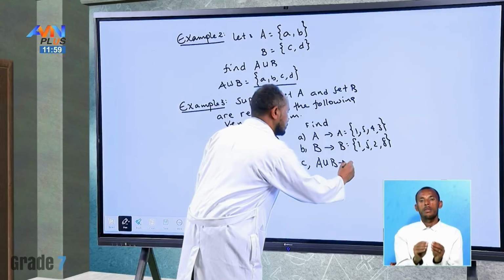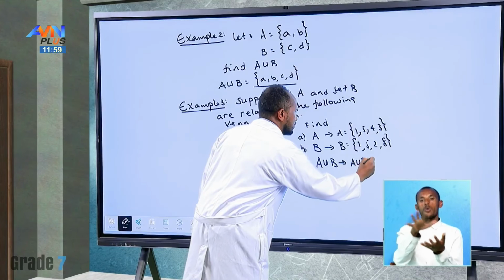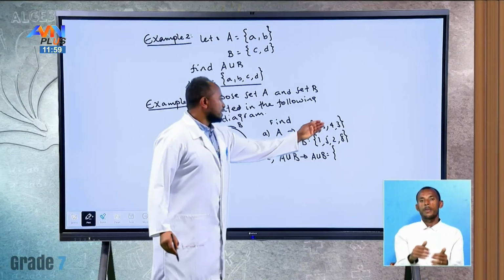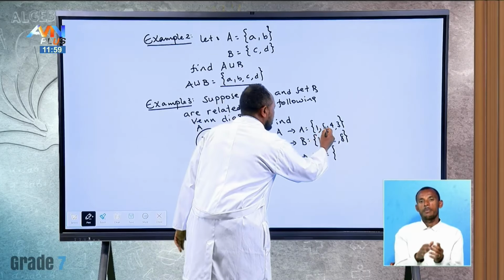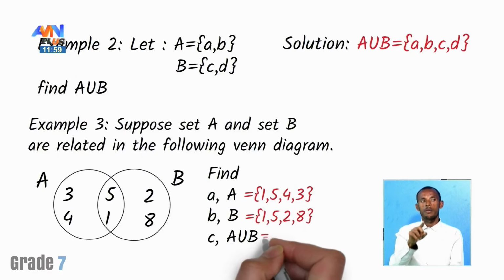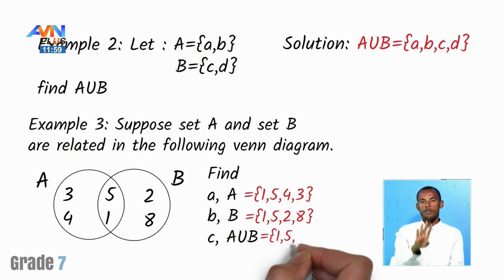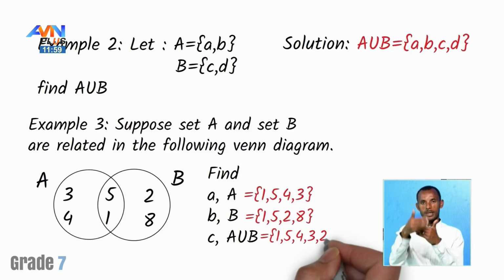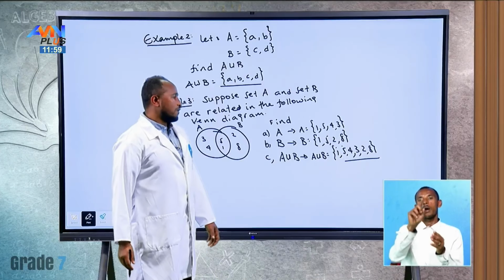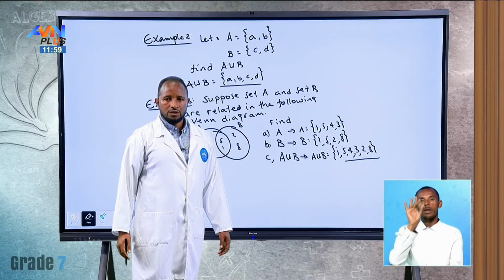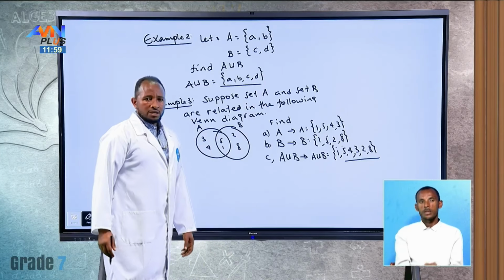The union of these two sets, A union B, is equal to, simply, you mix the elements of A and B without repeating the elements. So, here you have 1, 5, 4, 3, and then you mix these elements. 1 and 5 are written here, so no need of writing again. So, the remaining elements are 2 and 8. Therefore, the union of these two sets gives us 1, 5, 4, 3, 2, and 8. That's it. Now, let's proceed to the next operation.